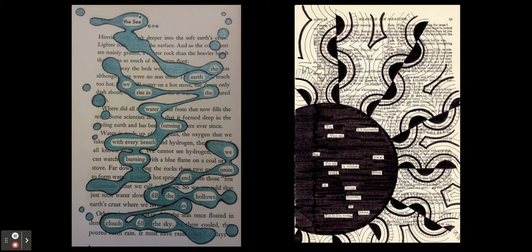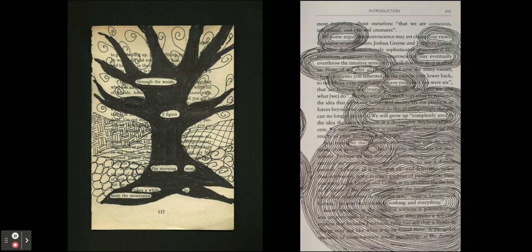So look at this poem. The sea, the earth. We rise in the water forming with every breath burning. We unite and fill the hollows as clouds fill the sky. Nice, right? And this person limited it to only the words inside this kind of like dark sun, and it is a dark poem. Again, this person kind of drew a picture and then only picked out words they liked within it. But this one, they just picked out words they liked and then they circled around it to kind of like block out the other stuff so you could tell what the poem was.